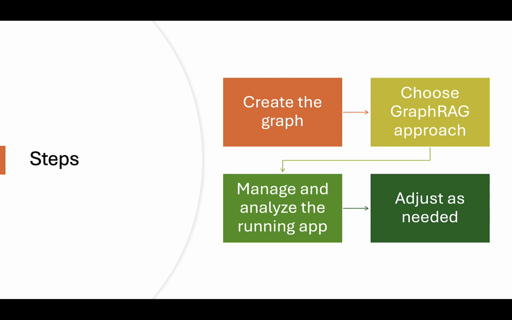When you have the graph, you can then choose the GraphRAG approach. As I said earlier, you could try and convert plain text to a query, like a Cypher query, and then work from there. Or, as I just explained, we can also work with vectors to find entry points into the graph and then work from that starting point. Different ways, different approaches. Then, of course, we're going to manage and analyze the running app and adjust as needed, as we always do.